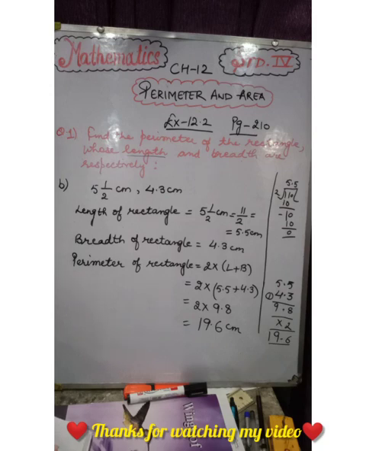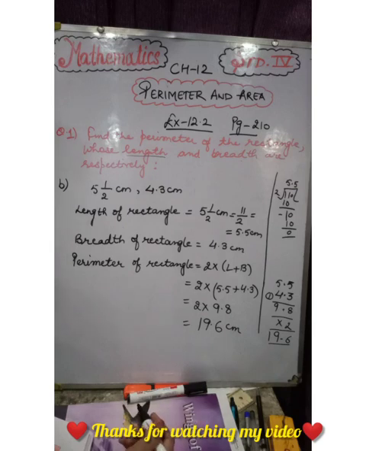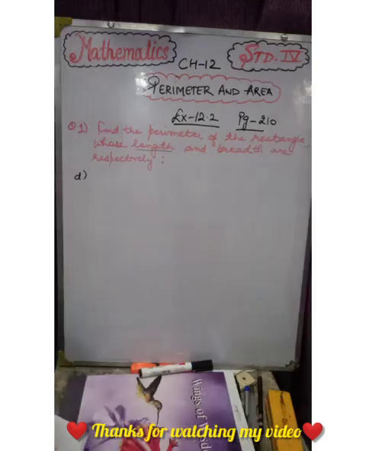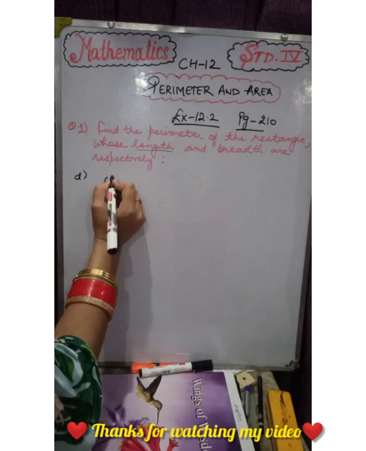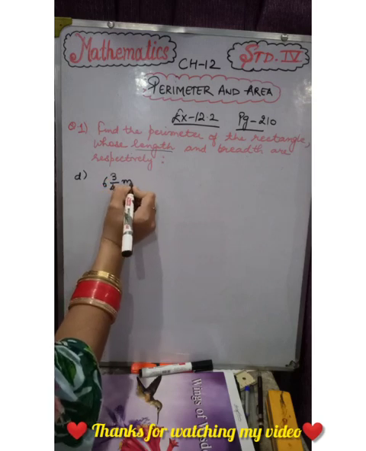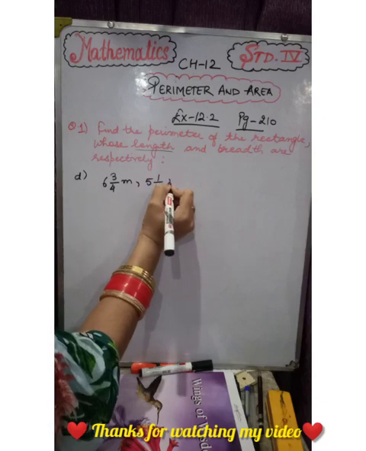Okay, let's do now D part. Because C part is same. In C part, both length and breadth are given in decimal form. So, same way you will do. So, practice this in your revision copy. Now, let's do part number D. D part is 6 into 3 by 4 meter, 5 into 1 by 4 meter.